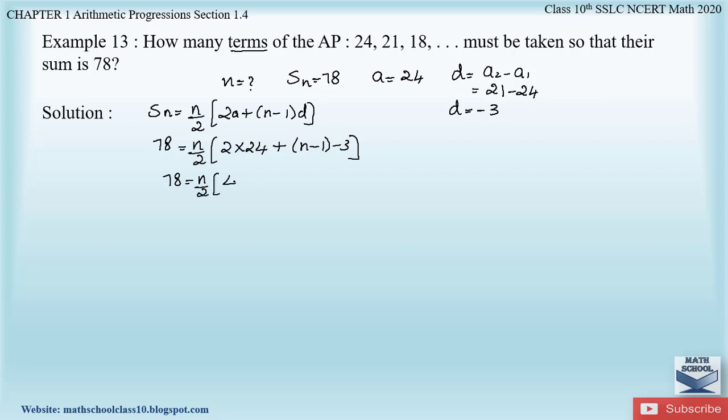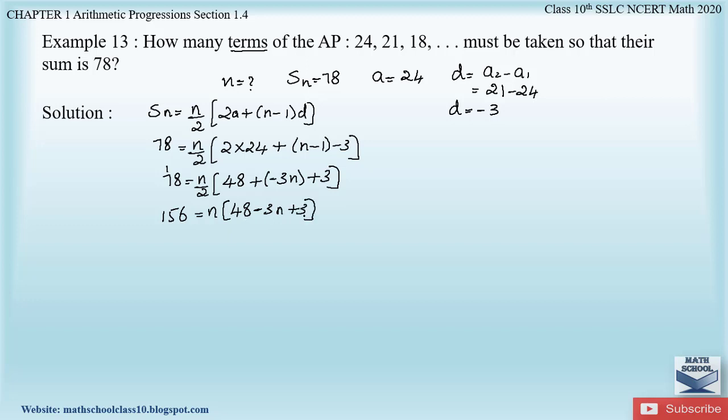2 into 24 is 48 plus minus 3 into n is minus 3n. Then minus into minus will be plus 3 ones are 3. Now we can send this term 2 to the left hand side. So 78 into 2 will be 8 2s are 16, carry 1, 7 2s are 14, 15. So it is 156 is equal to n into 48 minus 3n plus 3.